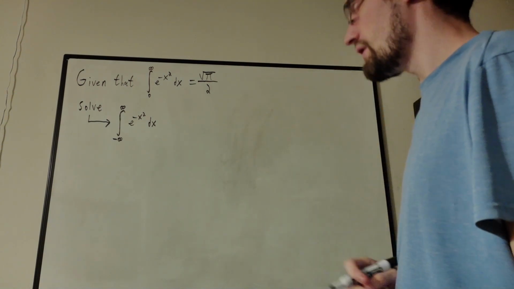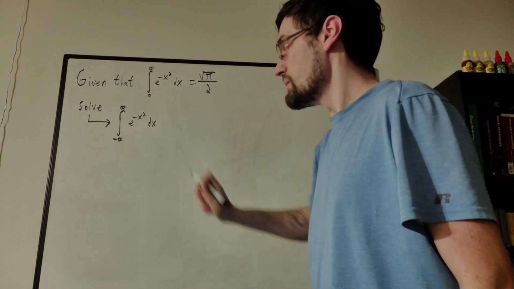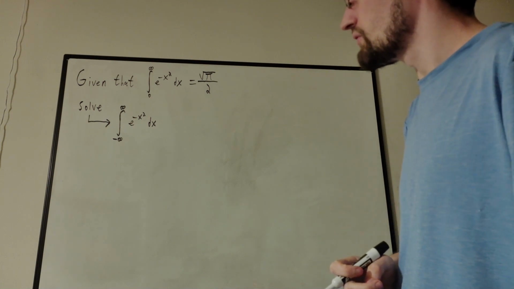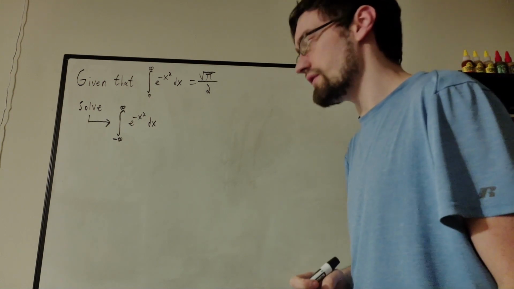Given this information, we are asked to solve the integral from negative infinity to infinity of e to the negative x squared with respect to x. So how should we go about doing this?